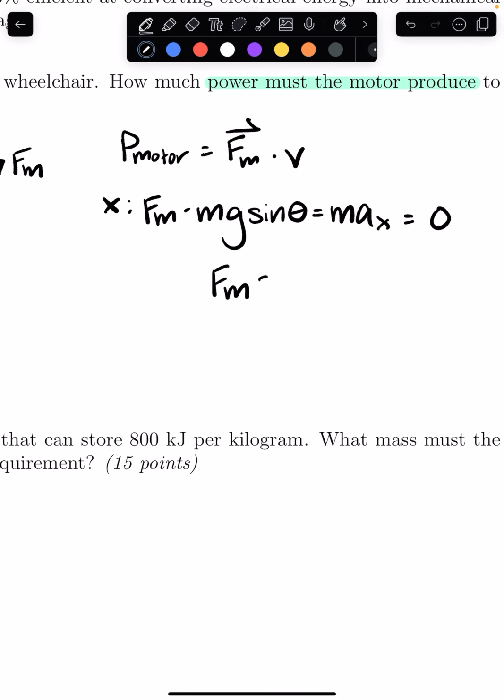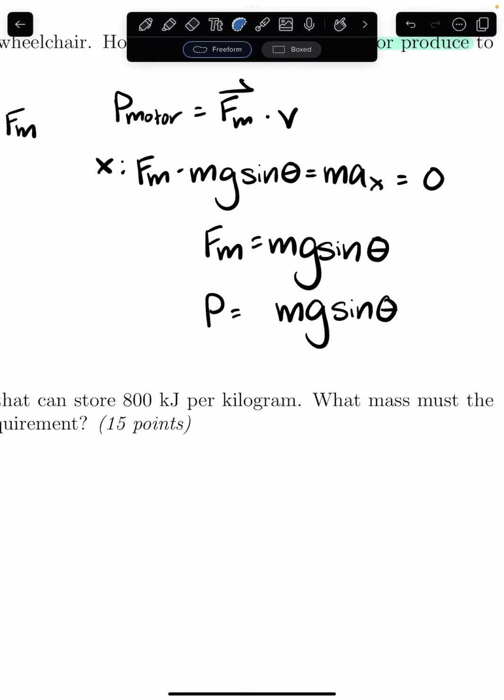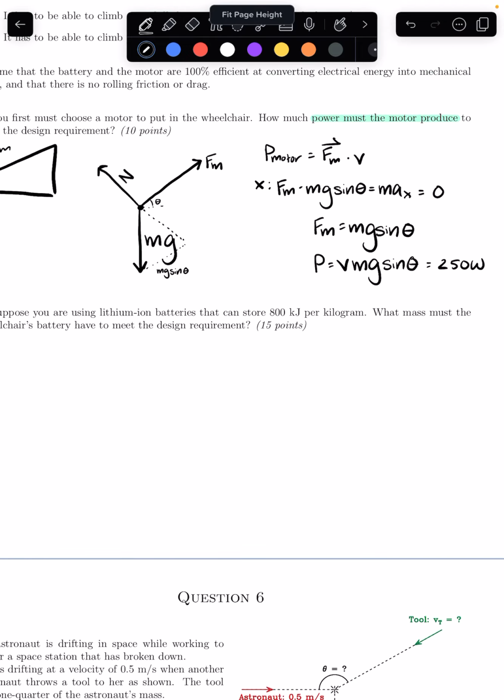Meaning that the force of the motor is equal to mg sine theta, which means that our power is going to be equal to mg sine theta times our velocity, which, let me just move this over and put the velocity in the beginning. Once you put in all of the values that you need for that, you should get that this is equal to around 250 watts of power.